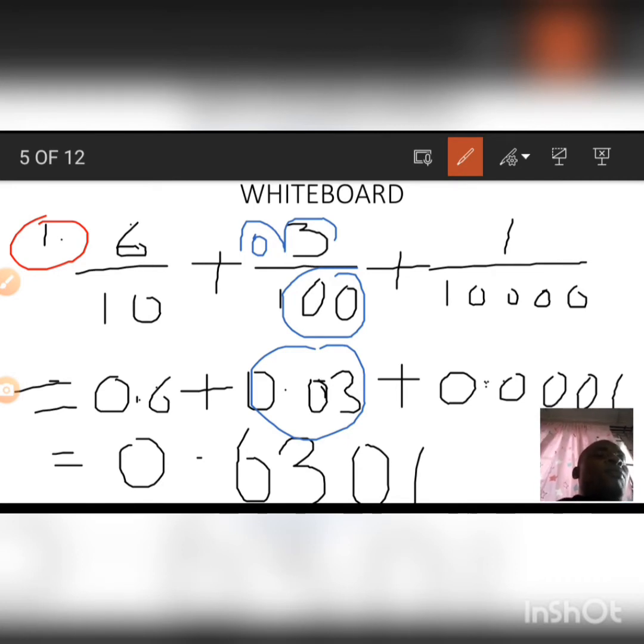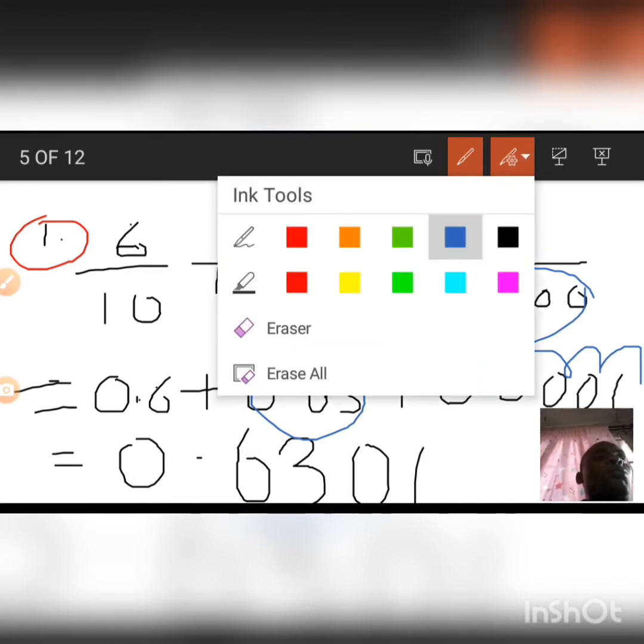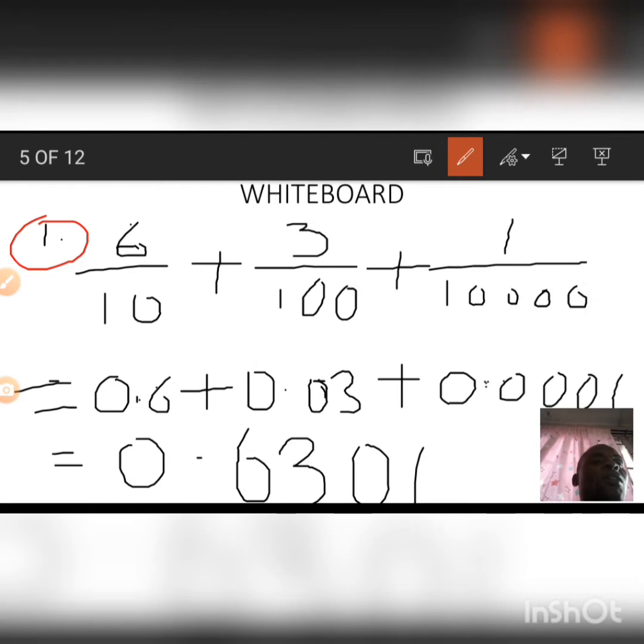If we apply this same method here in 1 over 10,000, we are going to have a similar result. So we have 4 zeros altogether, and that means we are going to shift the decimal point 4 times. And so when we do that, we are going to have 1, 2, 3, and 4. You see? So that is why 1 over 10,000 is 0.0001. So what we do, we add up these decimals.